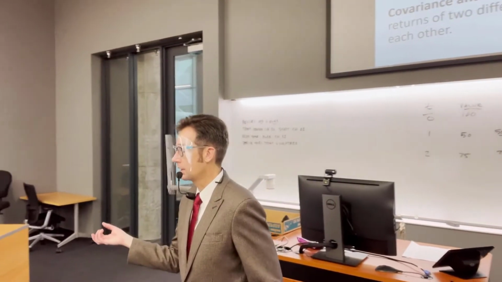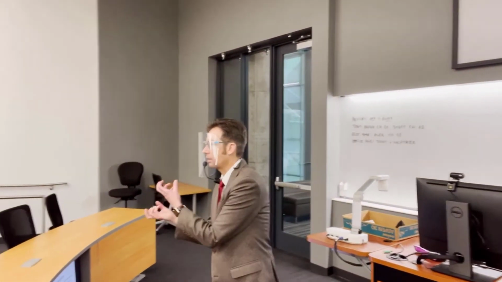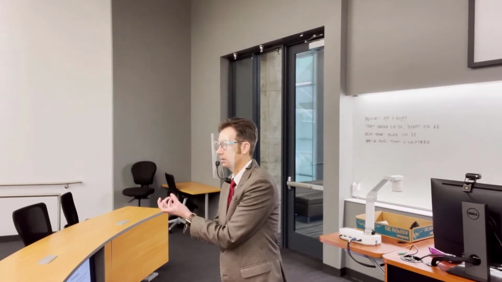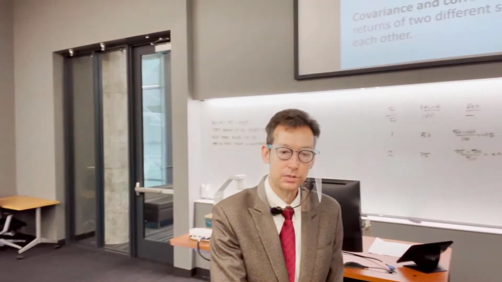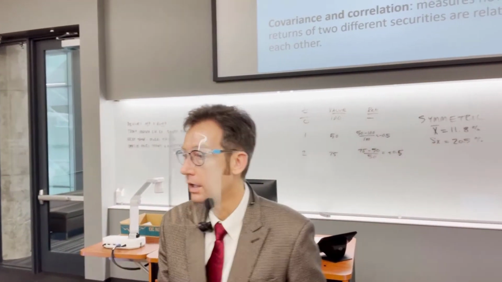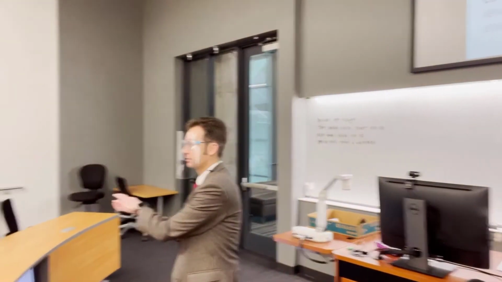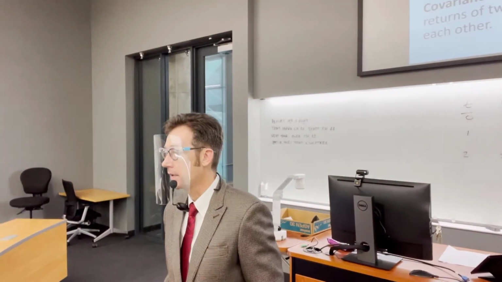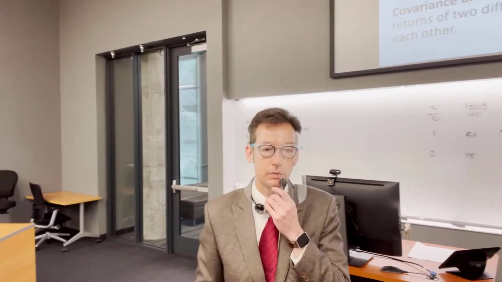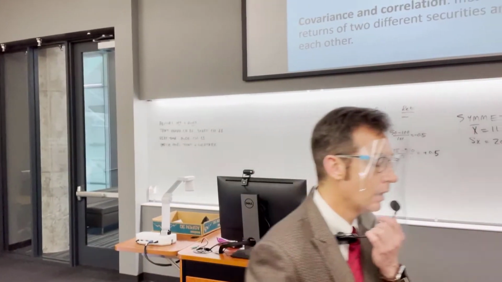It has to do with probabilities. So there's a 25% chance that return is going to be this. There's a 25% chance it's going to be this, and there's a 50% chance that it's going to be this. So we say 0.25 times the first return, 0.25 times the second return, 0.5 times the third return, and we add them together. And that gives us our expected return.